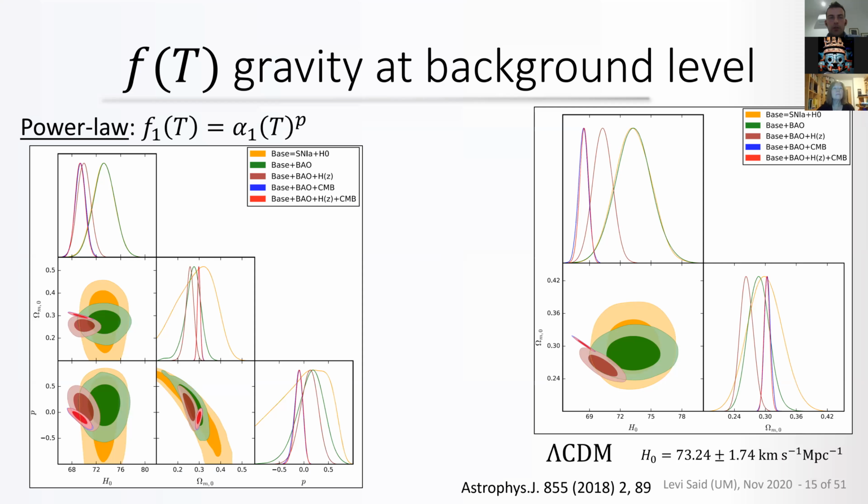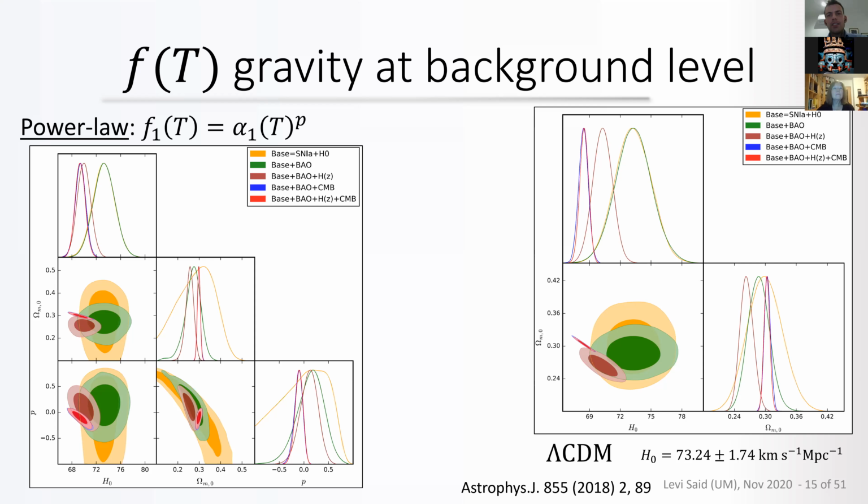Now, just to go through these three models very quickly. If we take the power law, the F1 model, on the right-hand side we can see what we can say. Again, alpha 1 does depend on p, so it's not really a free parameter, but we can see a little bit about what happens for p. For the base case of just supernovae data and H0, we don't have so much constraint on this p parameter. But in the other cases, we do get a tightening, a restriction of this constraint.